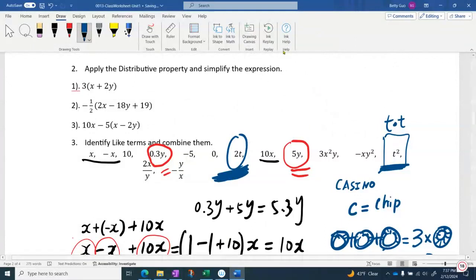They are not like terms. This term, the variable part is just a t. This term, the variable part is t square. So they do not have exactly the same variable part, so they are not like terms. Then we cannot combine them, okay? We cannot combine terms if they are not like terms. Keep going.